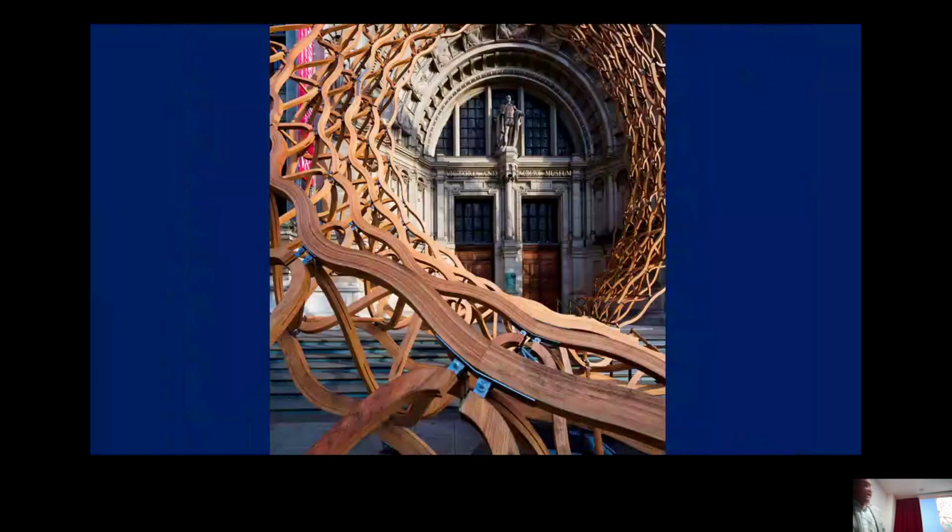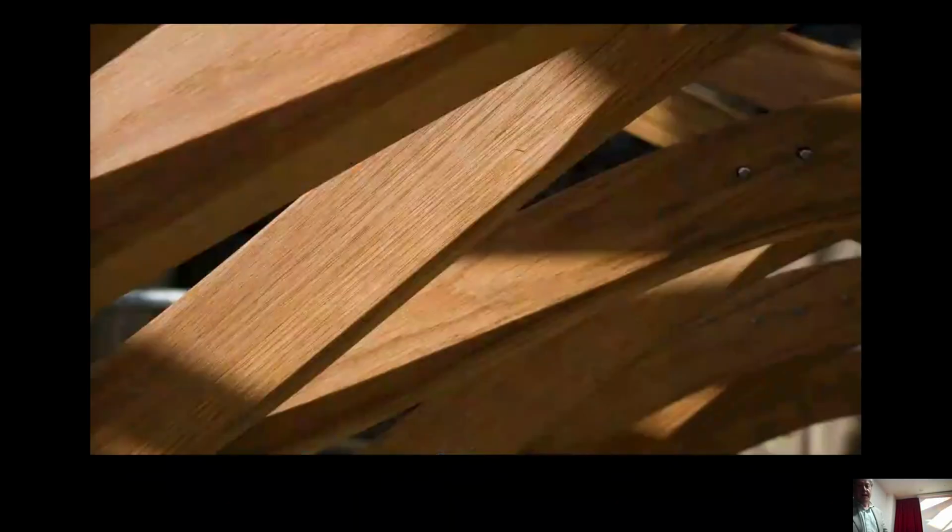And amazingly, they did. So this was made from 3mm lamellas. So the thinner the lamella, then the more intricate you can be with curves and designs. And that's a close-up of the timber.